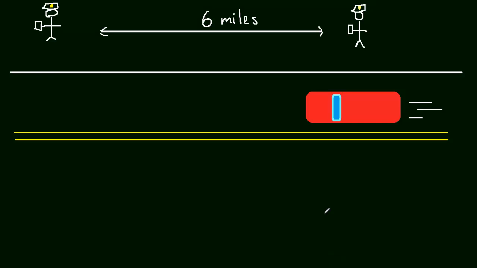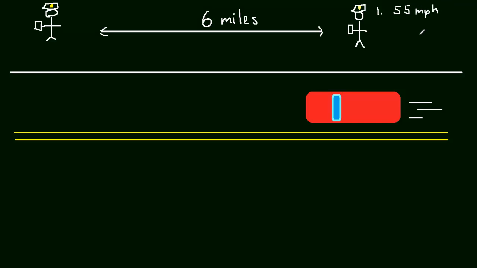Let's take a look at a problem to prove that this little red sports car is speeding. So we have cop one right here, and this sports car passes by and he's going 55 miles an hour.